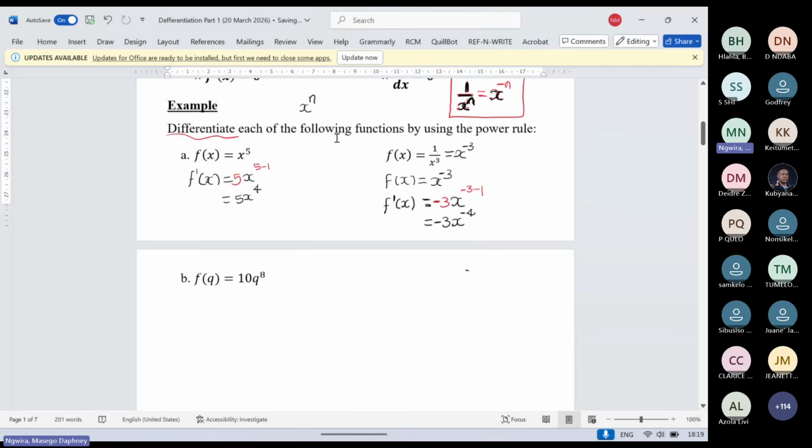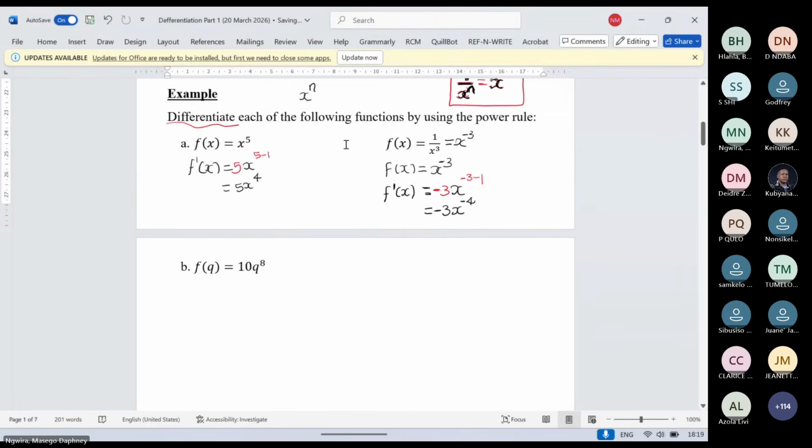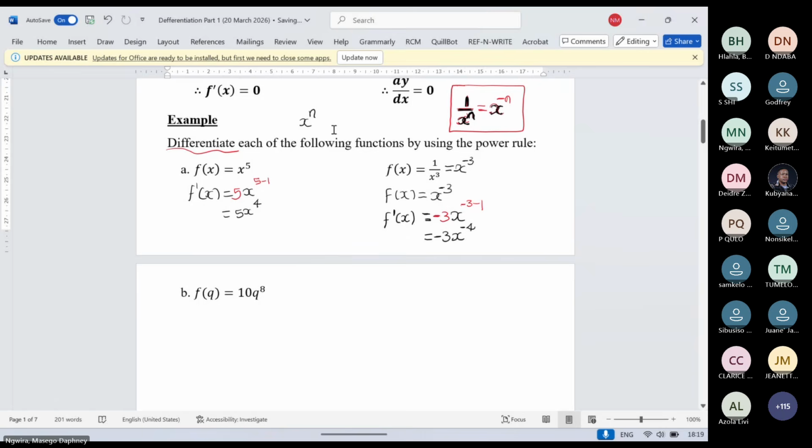I saw a hand up. Please ask your question. Can you hear me, Miss Masero? Yes, I can hear you. Okay, I just want to know, so in every function that we get, we always say -1 every time. Yes, it doesn't change. We always -1 the exponent every time. Okay, thank you. I saw another hand.